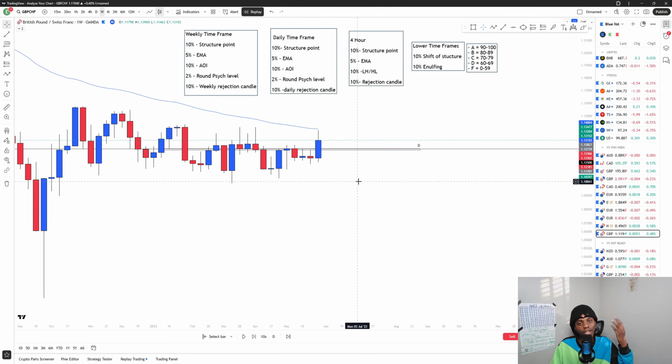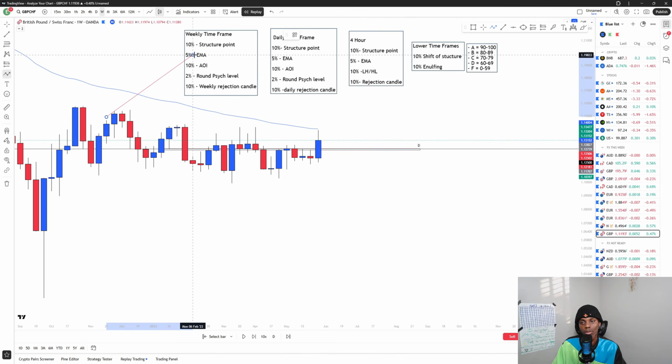Today's question is how to determine whether your setup has a low chance of working out or has a high chance of working out. That's very easy to answer since the set and forget strategy has a whole grading system. This is the stuff I'm going to be looking for on the weekly time frame, the daily time frame, and then the 4-hour, and then the lower time frame.